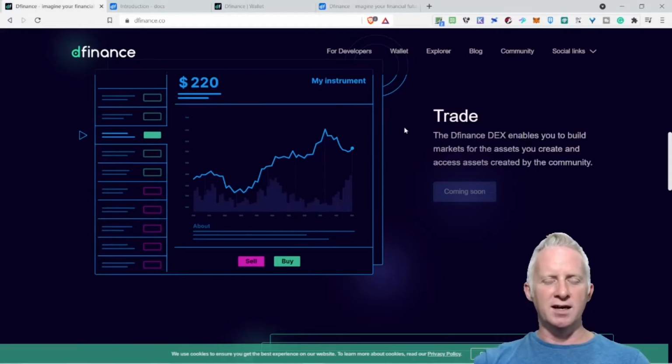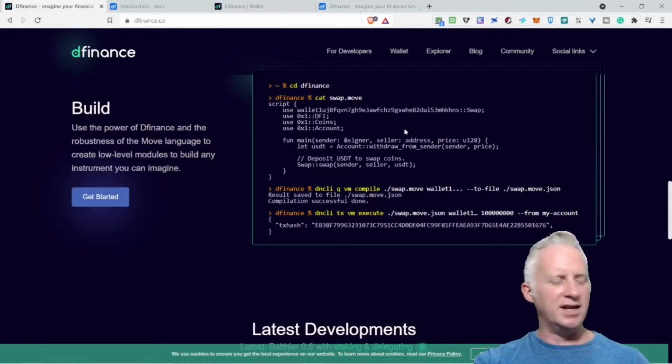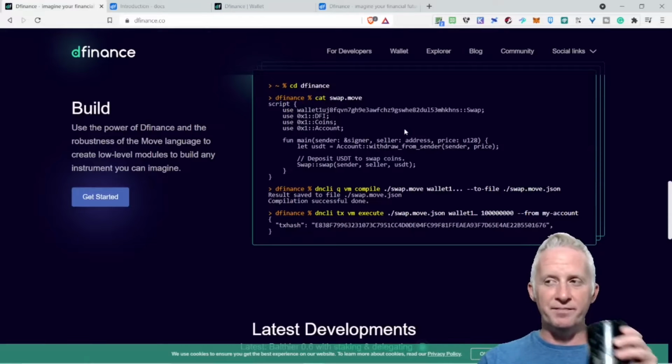So, trade. The Dfinance DEX enables you to build a market for the assets you create and access assets created by the community and so on. So you can trade back and forth different assets listed on the DEX. Now, I need to take some coffee before I keep going.